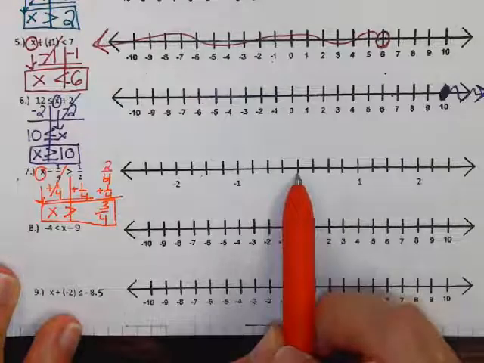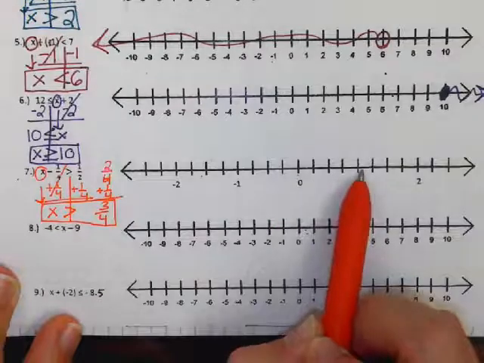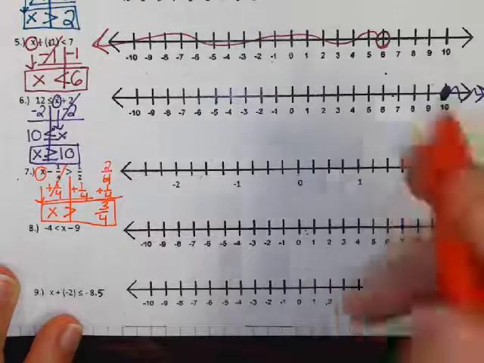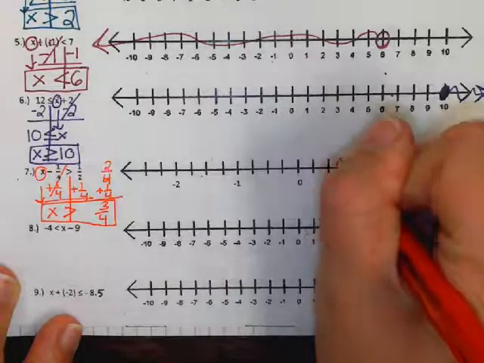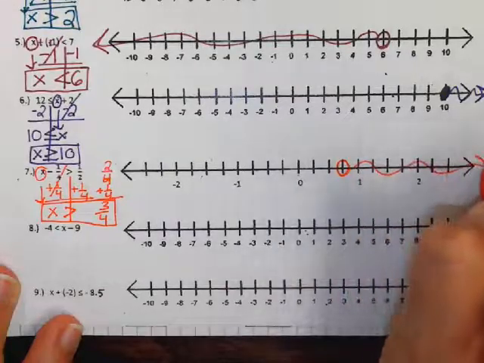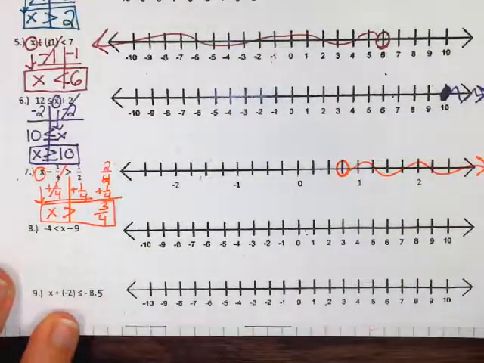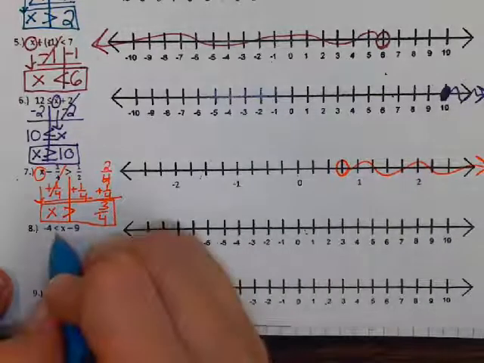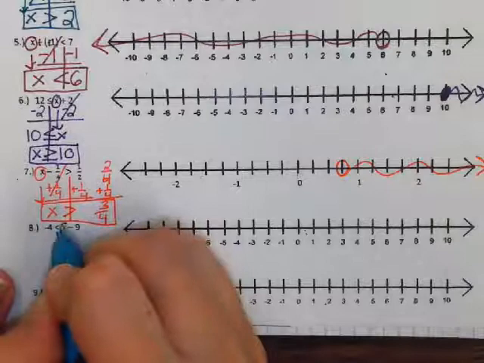Let's see, so 1, 2, 3, 4. So these are already cut into fourths. So 1/4, 2/4, 3/4 goes here. And my line is greater than that. Very good. Next one. Negative 4 is less than x minus 9.